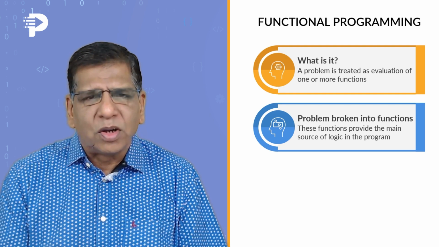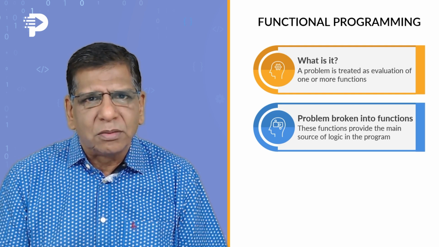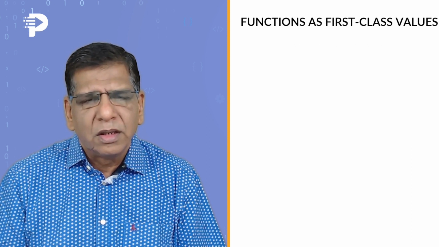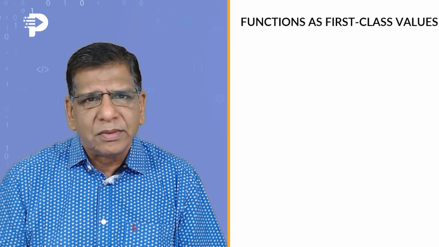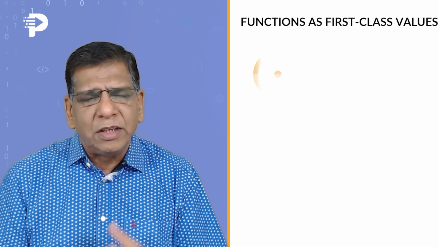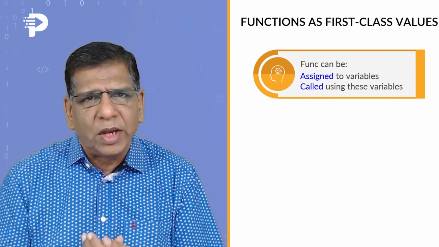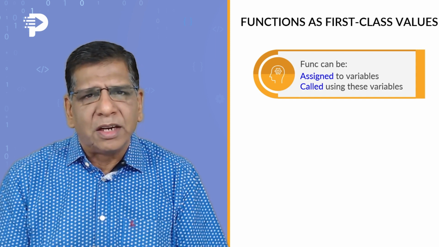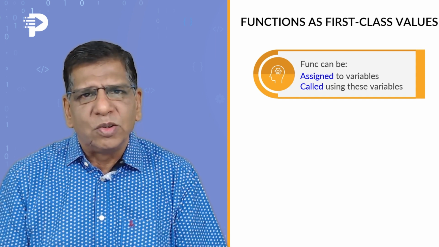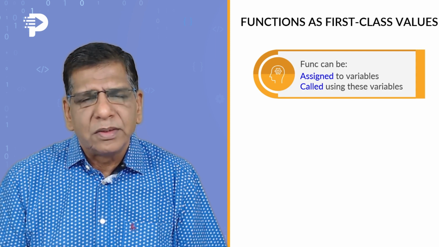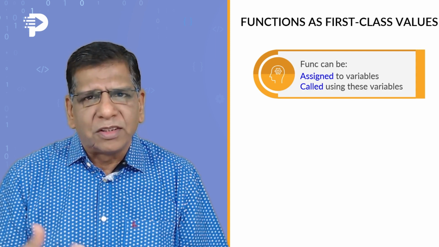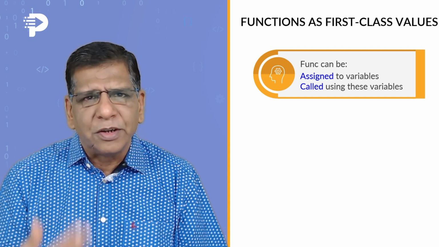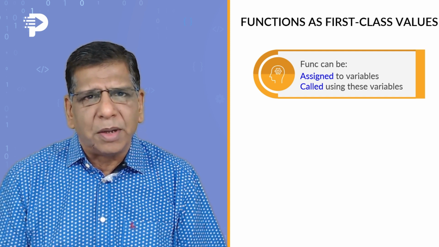Now, functional programming suggests that functions be used as first-class values. What do we mean by this? It means that we can assign a function to a variable, and once this assignment has been done, we can even call the function using that variable. So, variable is a first-class citizen, so also is a function. Means a function can be used as if it's a variable.